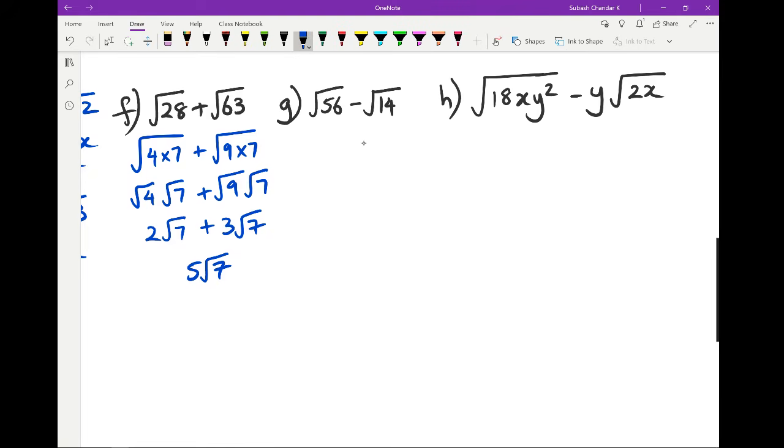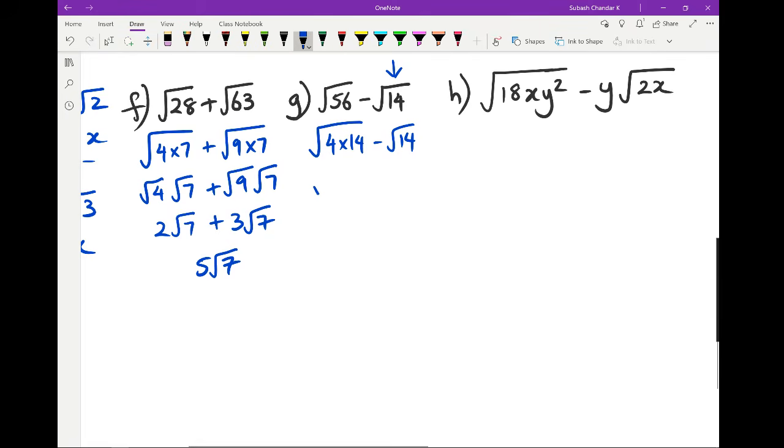So I'm going to go with 4 times 14 minus square root of 14, and also there is a square root of 14 here, so you can see that's what we're going to end up with. So we're going to get square root of 4 times square root of 14 minus square root of 14, so you end up with 2 square root of 14 minus square root of 14, so this just becomes 1 square root of 14.